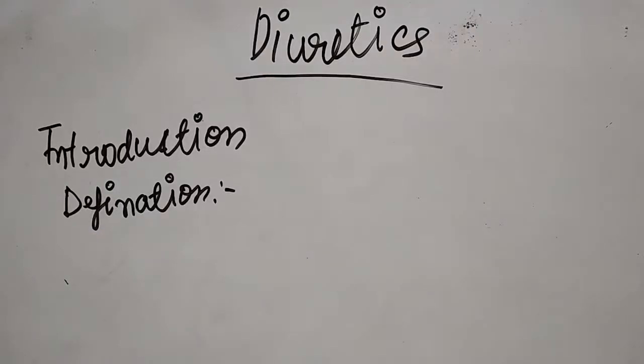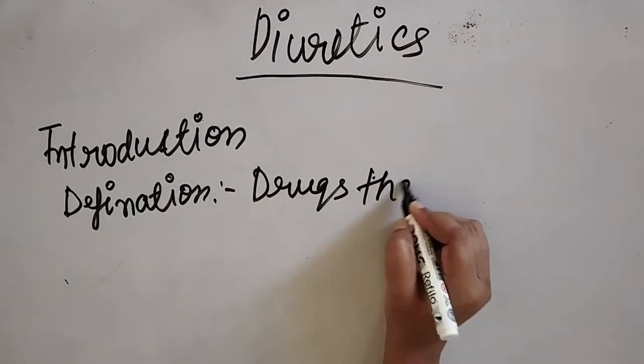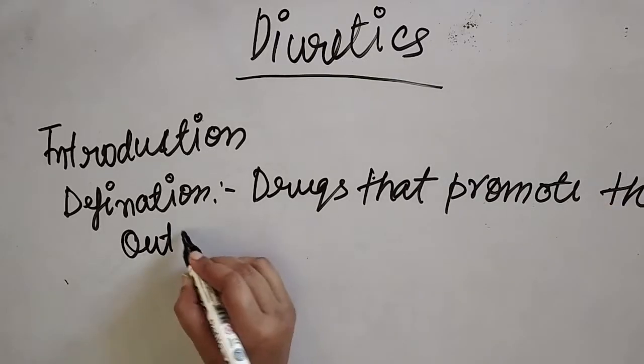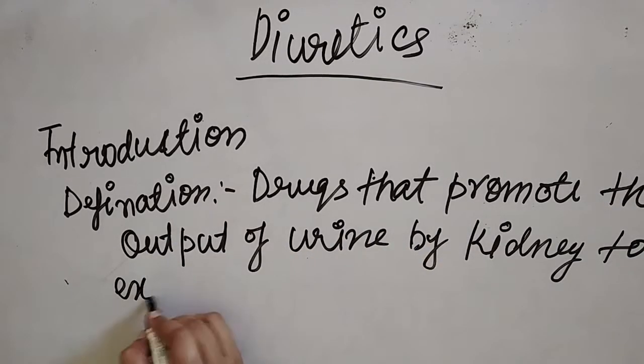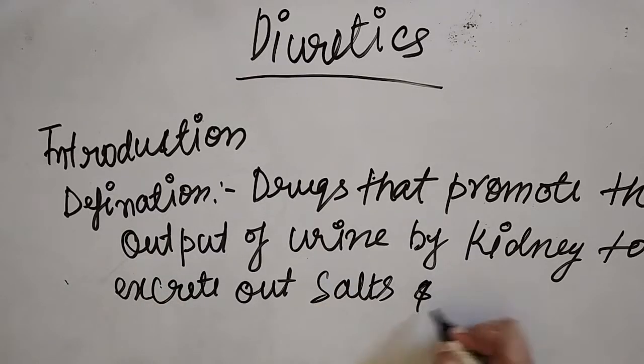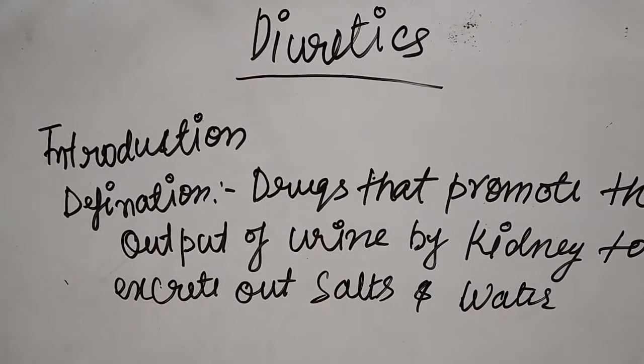So what is diuretics? Diuretics are the drugs that promote the output of urine by the kidney to excrete out salt and water. So this is the definition of diuretics. Means they will increase the production of urine.